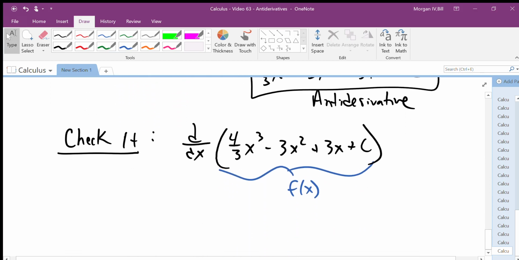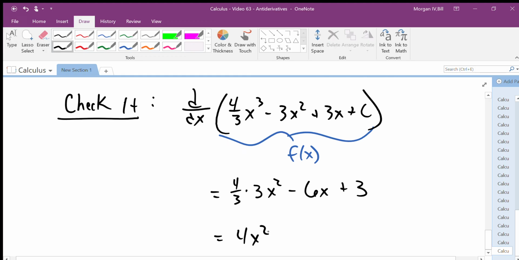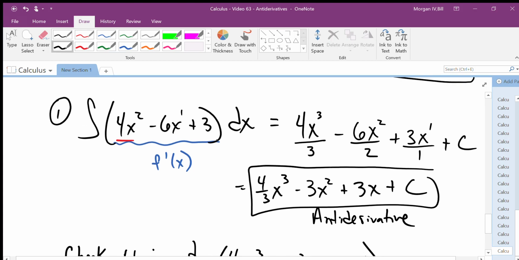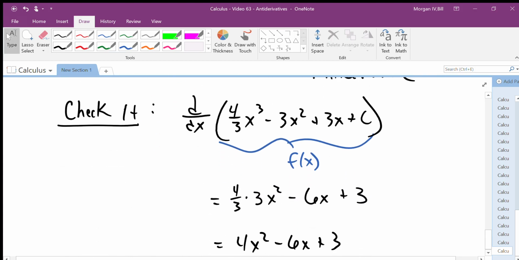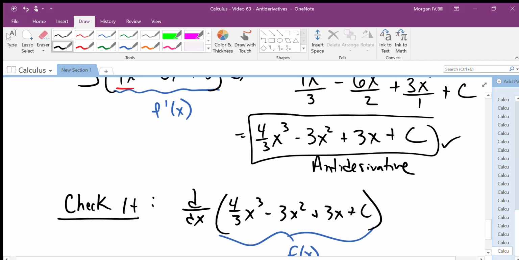What is the derivative of 4/3 x cubed? Well, that would be, bring the 3 down, that's 4/3 times 3x squared minus 6x plus 3. Derivative of the constant is 0, and we get 4x squared minus 6x plus 3, which is exactly what we started with up there, 4x squared minus 6x plus 3. So yes, this must in fact be the correct derivative. Sorry, the correct antiderivative.